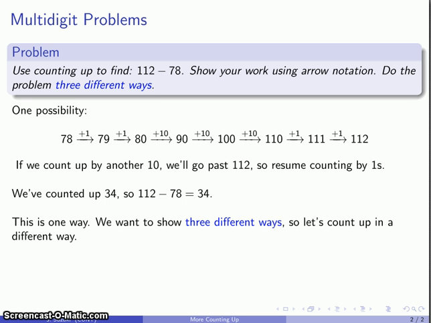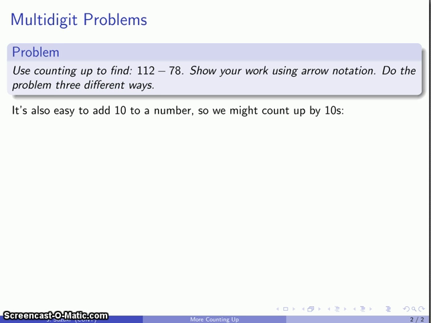And so here's one way. The problem asks us to solve this 3 different ways, so let's take a look at how else we might solve the problem, still using counting up, still showing our work using arrow notation. Now, this method has a lot of flexibility because we don't have to count up in exactly this fashion. So how else could we count? Well, we might count up by 10, for example. It's easy to add 10 to a number, so we might start by counting by tens. So let's go ahead and start our count that way.